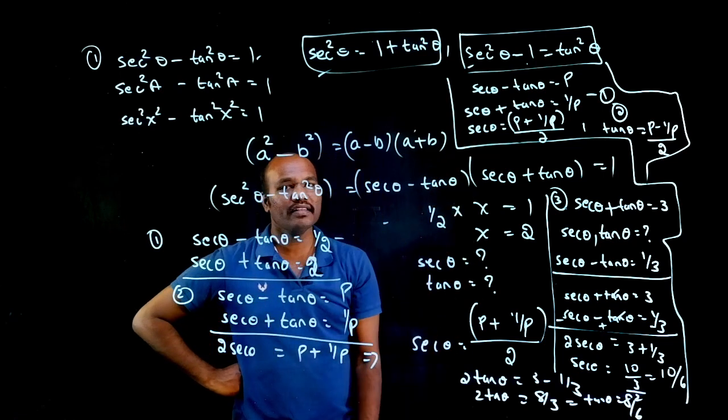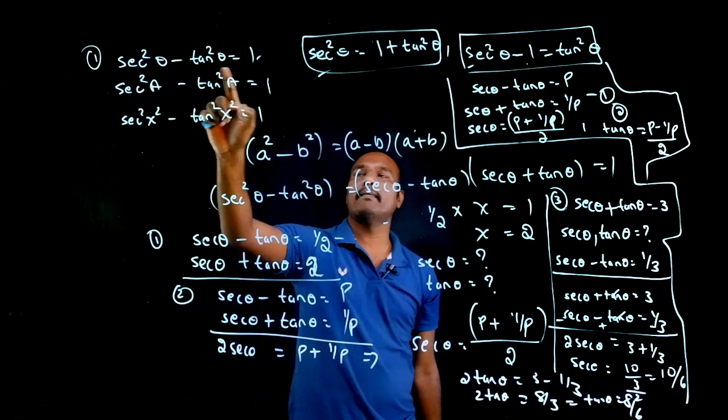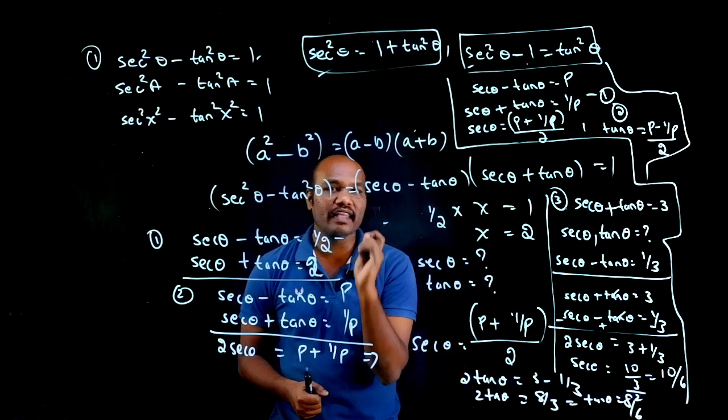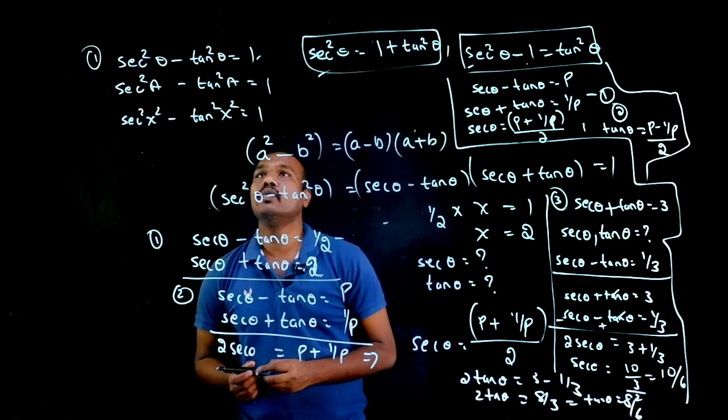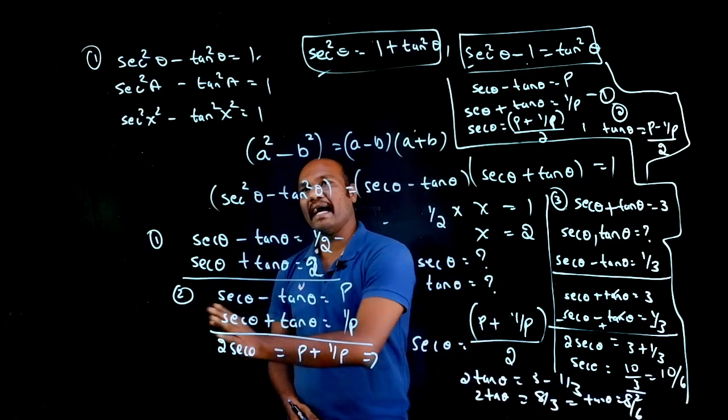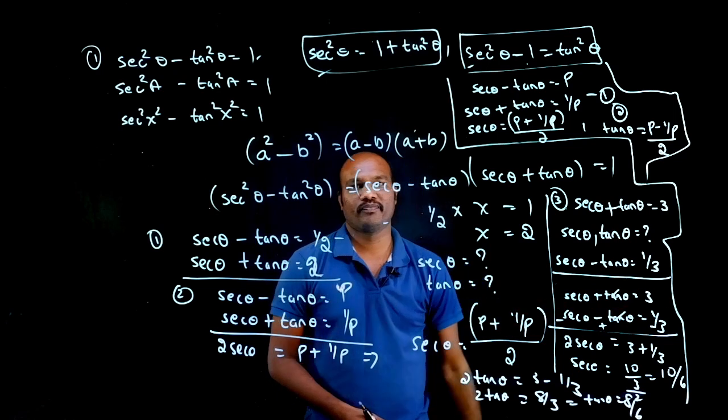If you can remember all this, you know everything about secant square theta minus tan square theta equal to 1. If you cannot solve any of this part, that means there is some lacking which you are not getting. So to cover that lack, what you have to do? You have to just pause the video, go back and watch again from the first.